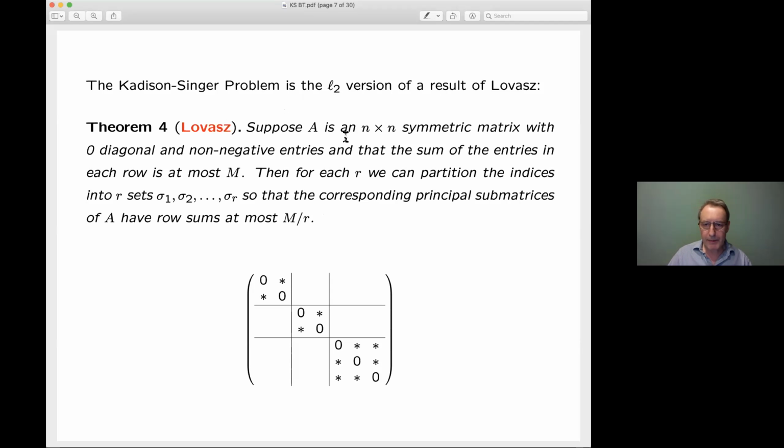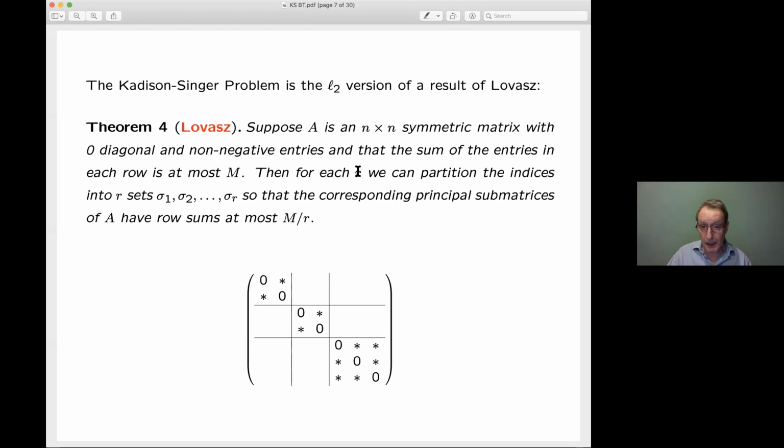And Levasse's theorem says the following: suppose you have again an n by n matrix. This time it's symmetric, which has 0 on the diagonal. And now I'm going to assume that the entries are non-negative, and that the sum of the entries in each row is bounded. So this time the bound is not on the operator norm on L2. It's actually an operator norm on L1, if you want to think of it that way. But from the point of view of this statement, it's simpler just to state it this way: that the sum of the entries in each row is at most m.